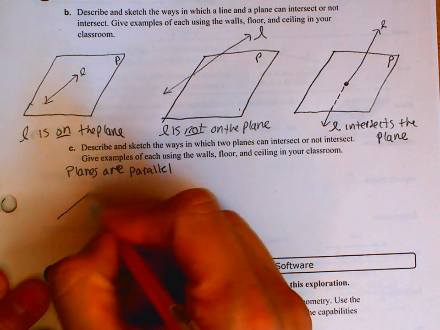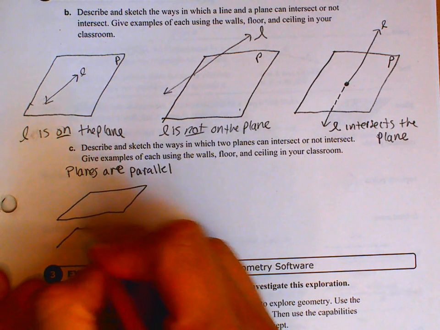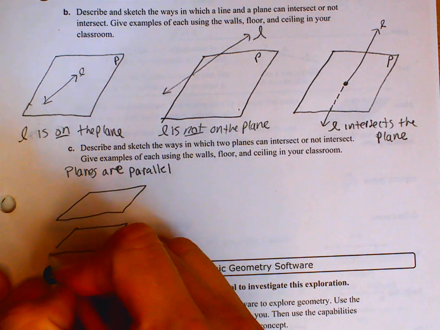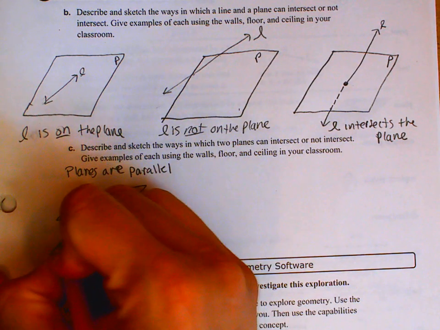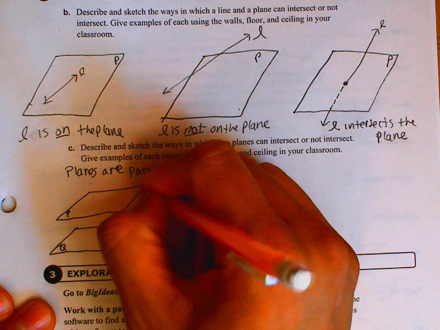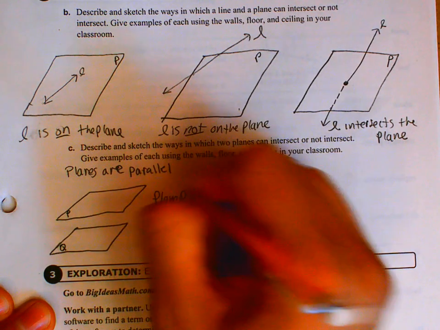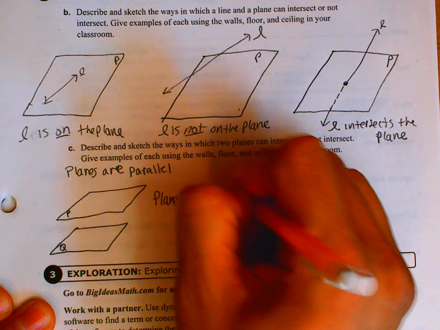All you gotta do is simply draw a diagram, draw the parallelogram, one below the other. And let's call this plane P and plane Q. They're not intersecting, so here we say that plane P is parallel to plane Q.